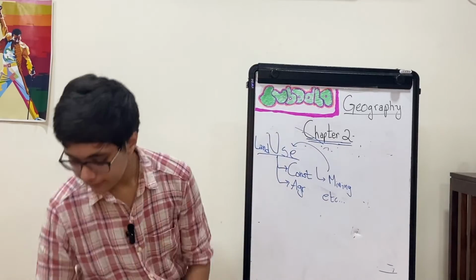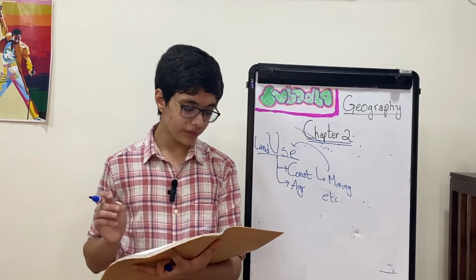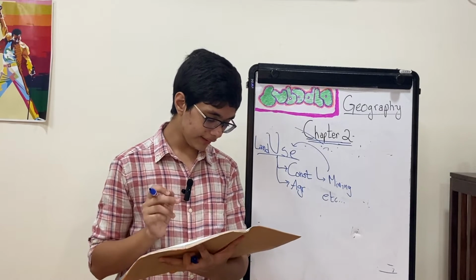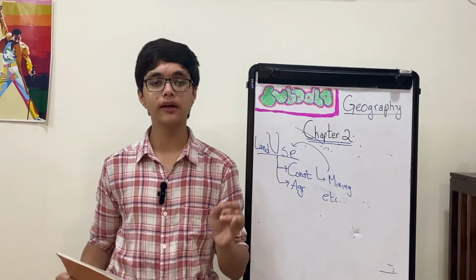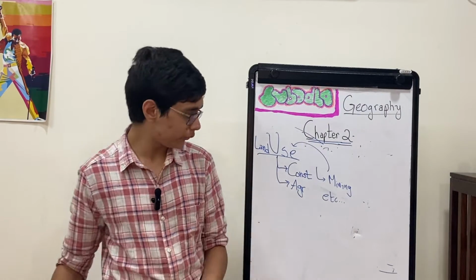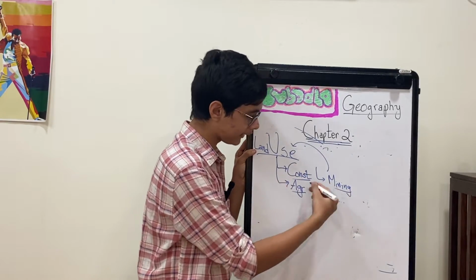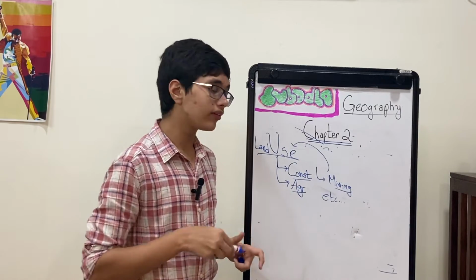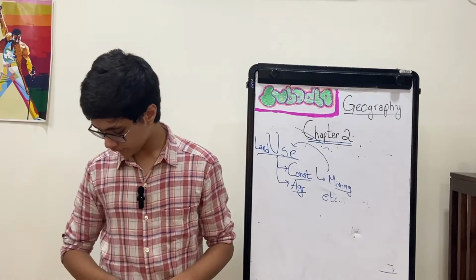If you see the textbook, the exact definition is given there. Land is used for different purposes such as agriculture, forestry, mining, building houses, roads, and setting up of industries. This is commonly termed as land use. So when you use land for, let's say, construction, agriculture, mining, and various other works, then that is termed as land use. So that is what land use is.